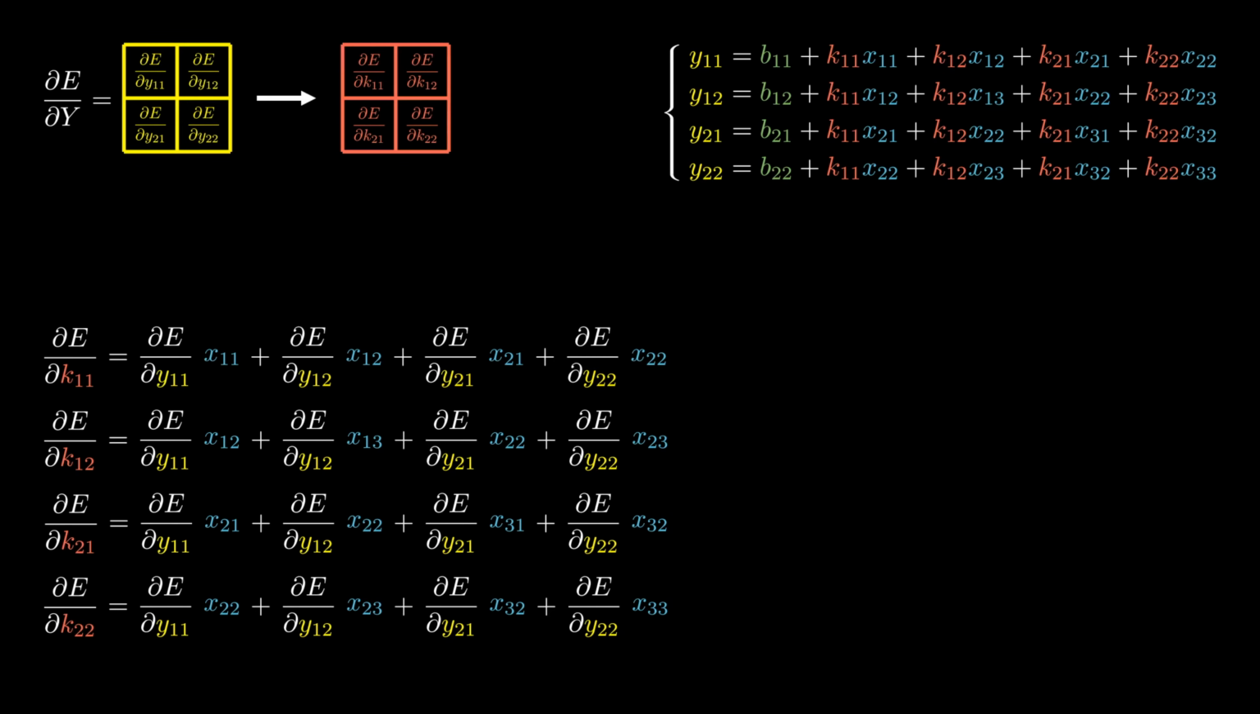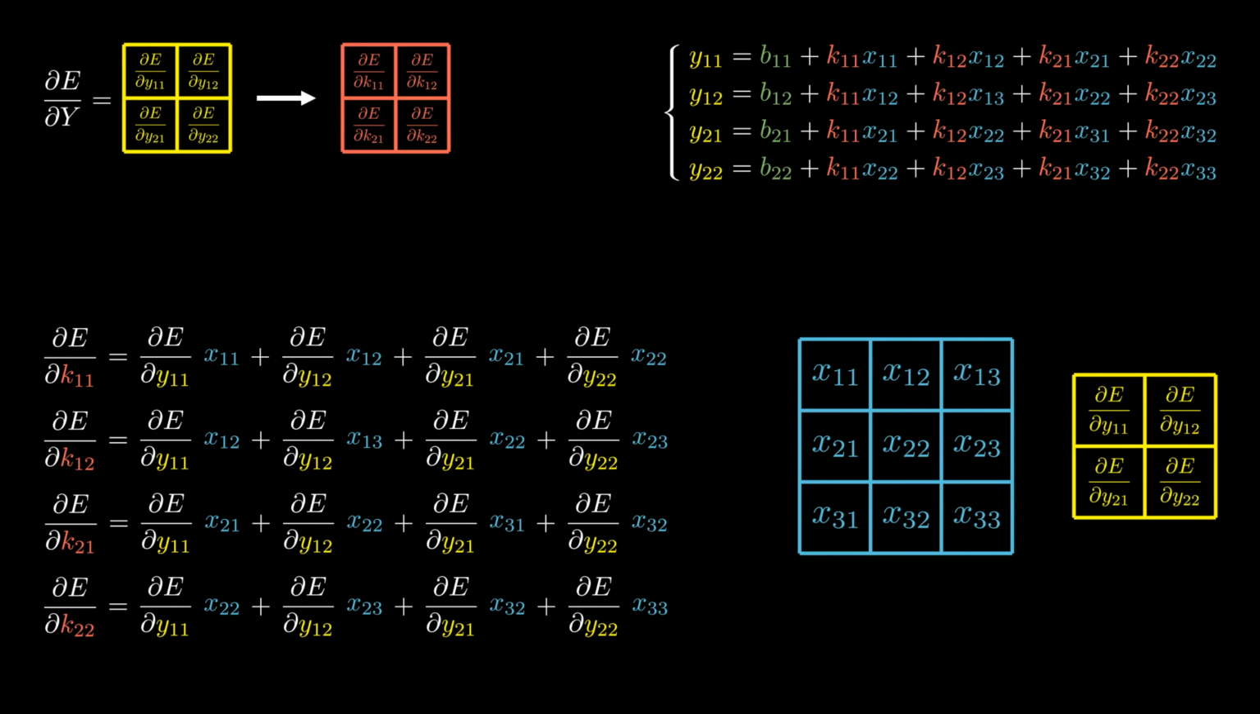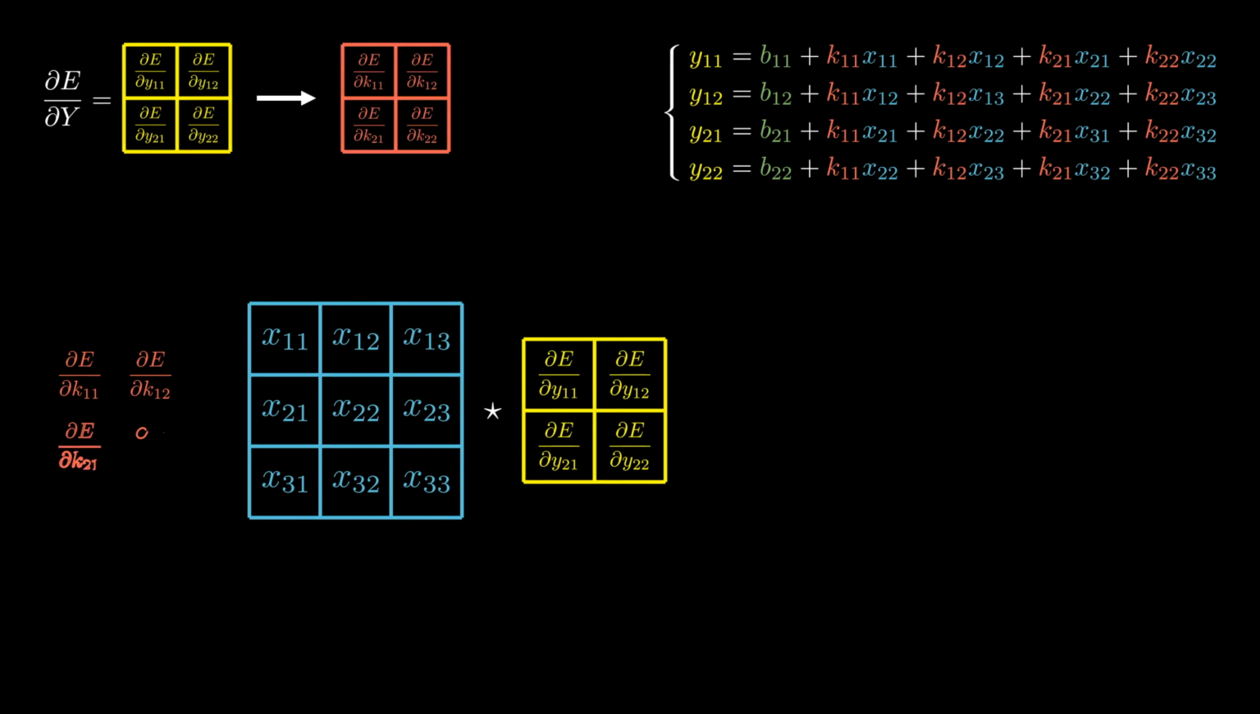Take a moment to make sure this is correct and try to figure out a way to compute the 4 derivatives in a single formula. The first thing you can say is that the result is obviously an operation between the input matrix and the matrix containing the derivatives of E with respect to the output. Can you see what is happening here? This is nothing but the cross correlation between the input matrix and the output gradient.